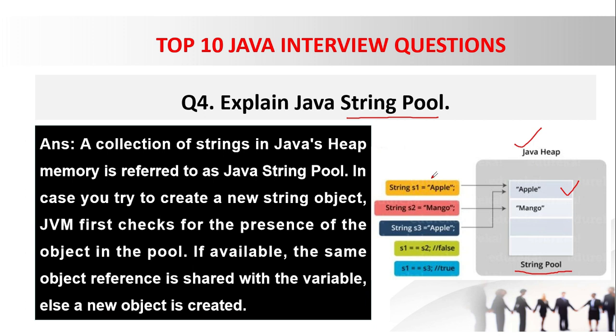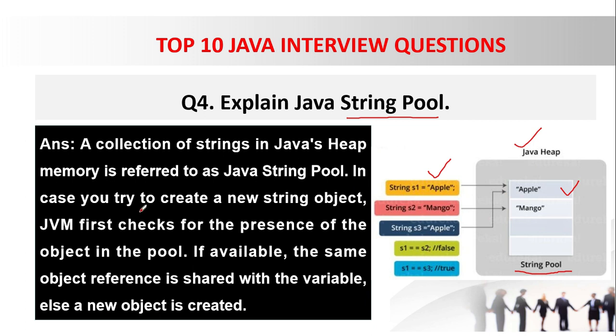For example here, I have a variable s1 with value apple, s2 with value mango, and s3 again with value apple. These are string variables. Now how will it be stored in Java heap memory? Here s1 has apple, and s3 also has apple. When variables have the same value, no different memory is allocated to that variable. It will be shared in the string pool. So here you can see s1 is pointing to apple, and s3 is also pointing to apple because the values are the same.